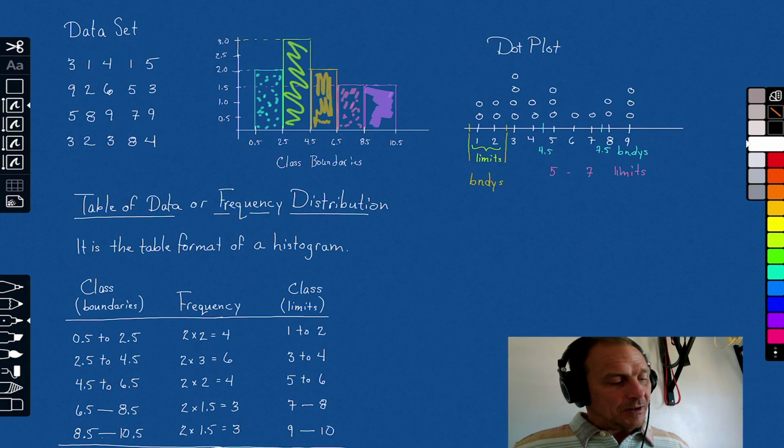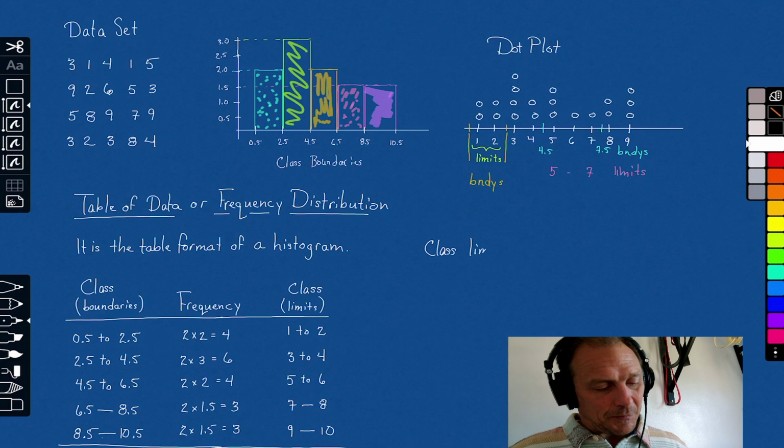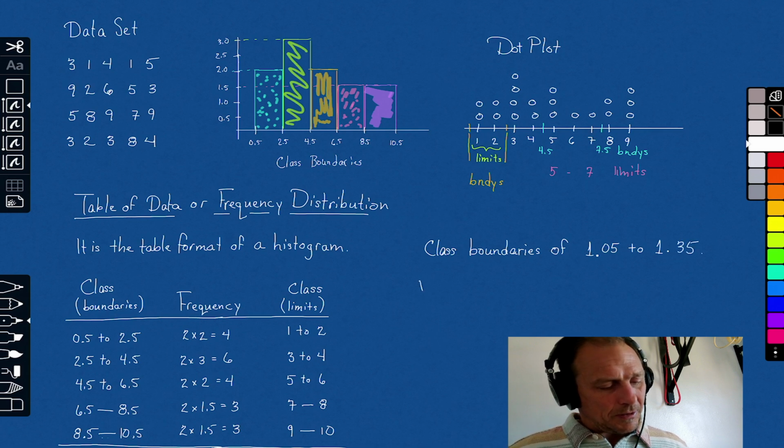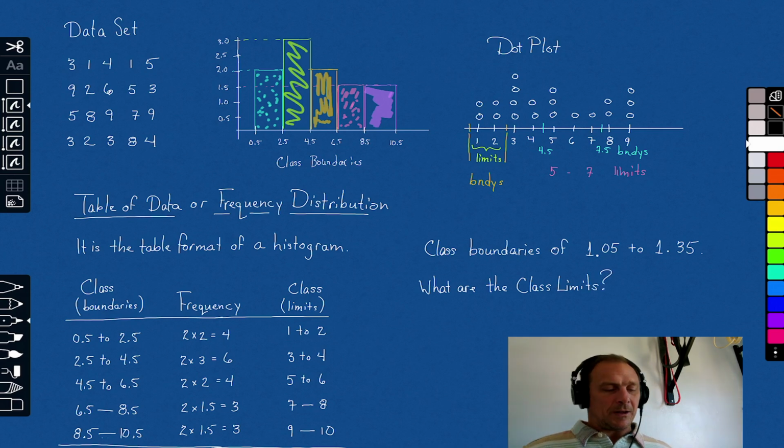So I want to just give you an example. Say, what if I gave you class boundaries of 1.05 to 1.35. What are the class limits?